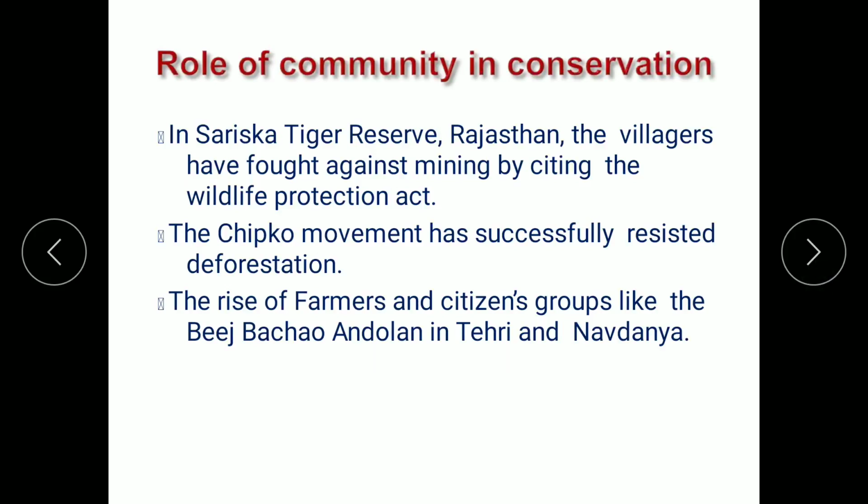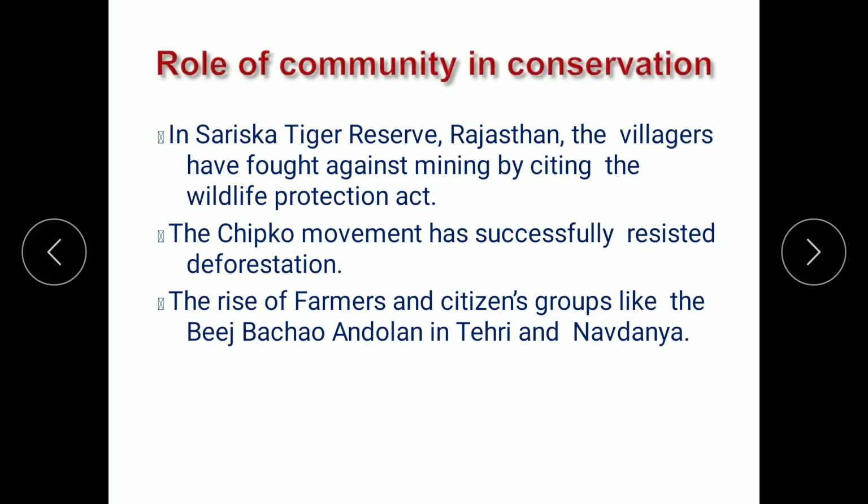So the role of the community is very important. The village people have to take the lead. Government gives lease of certain areas to certain people, and they have to look after it. They have to go for plantation of medicinal plants or fruit plants and all these things, and they have to take care of this. Wherever there are mining activities, we have to check that. In Sariska Tiger Reserve Forest, Rajasthan, some villagers are still fighting to stop the mining activity.